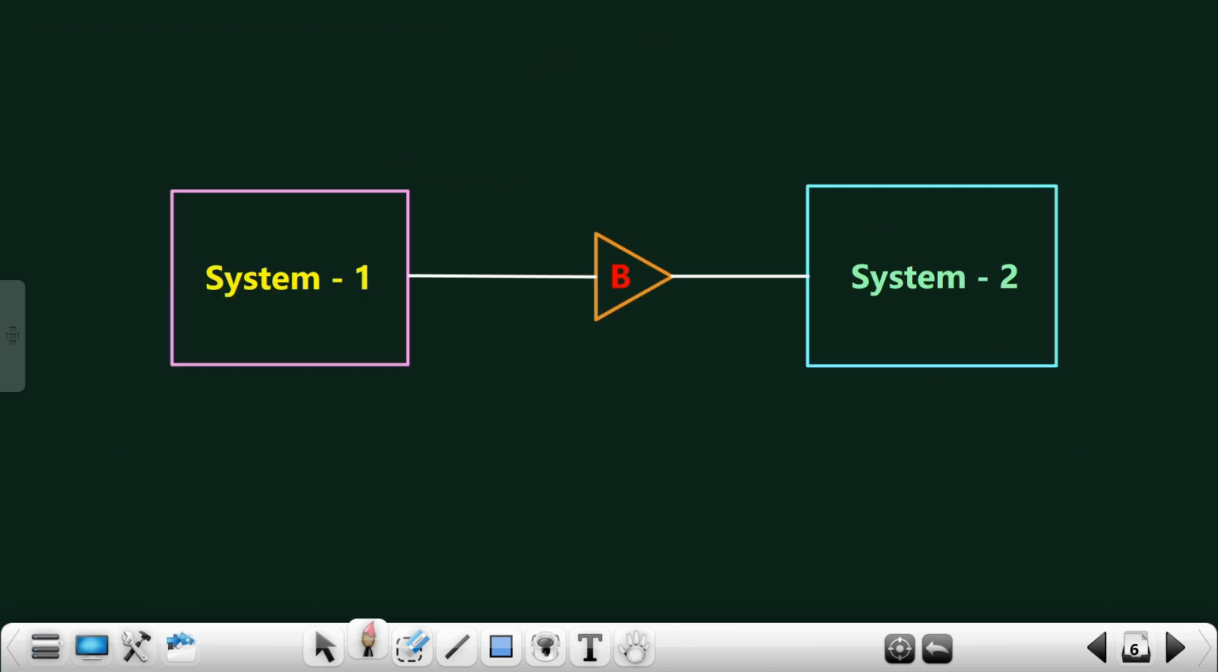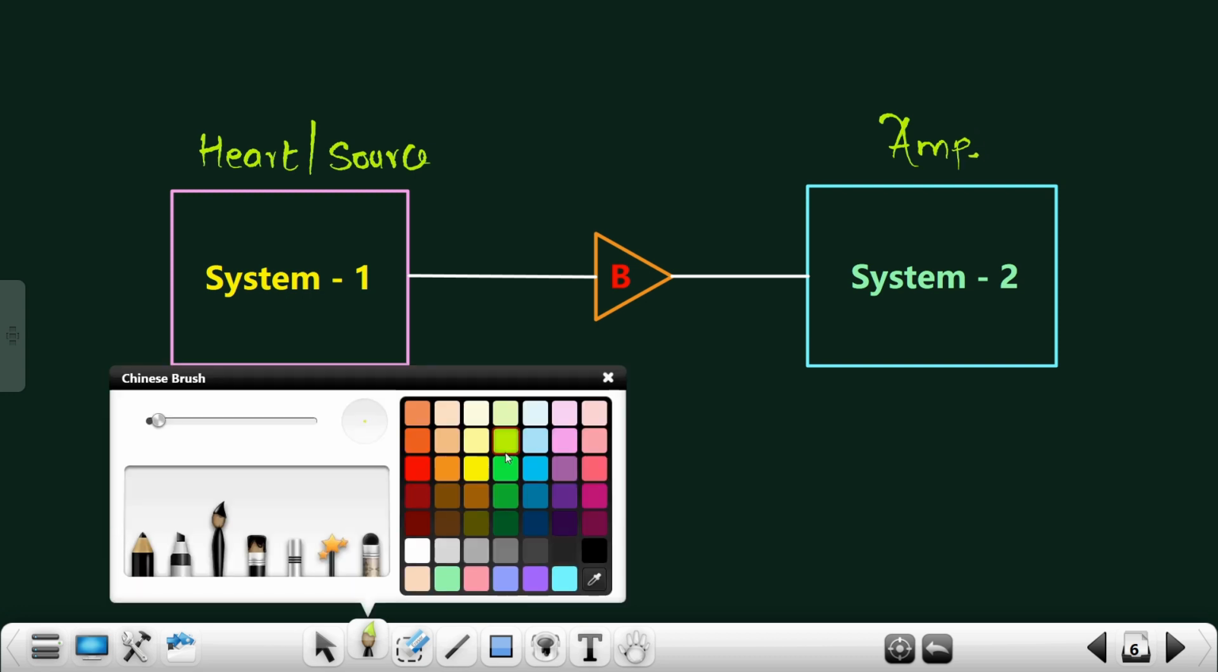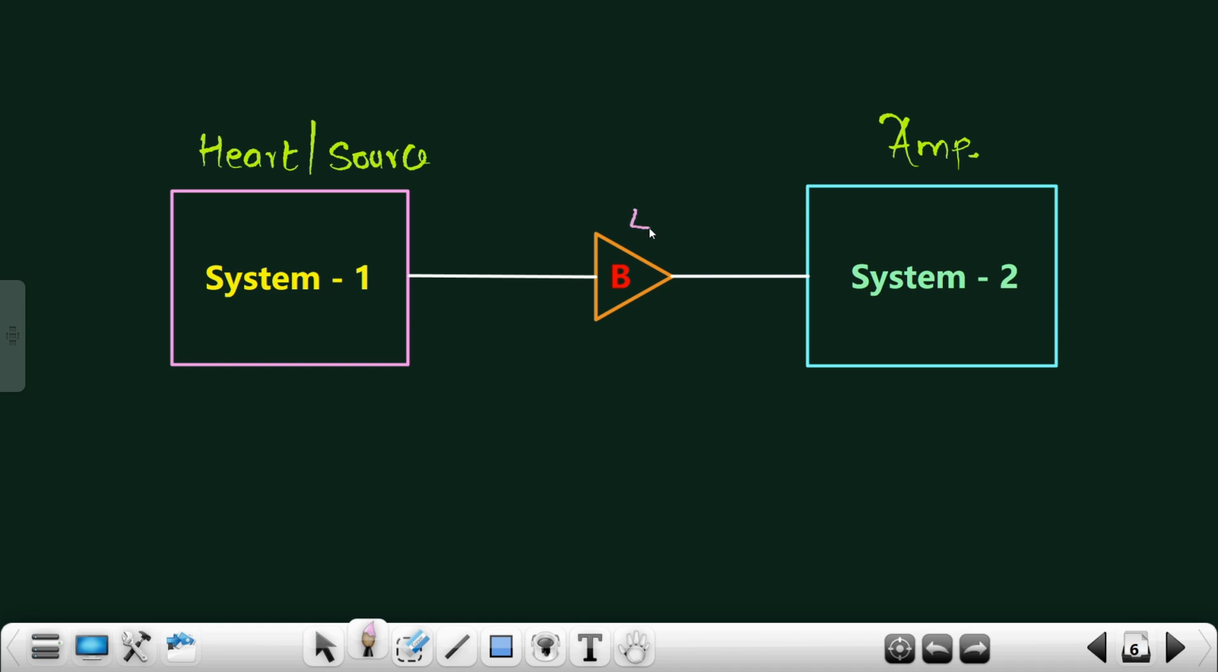It can only be done with the help of buffer amplifier. Okay, so you can clearly see this was our heart. Again, I'm writing it again and again so that you should be able to understand what I want to convey to you all. This is my heart or source, and this is my amplifier, right? In between we need to connect one amplifier that is known as buffer amplifier.